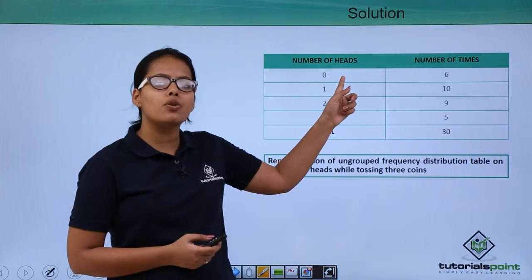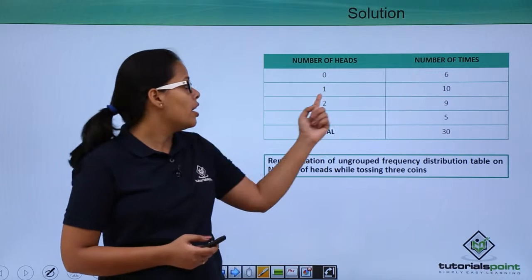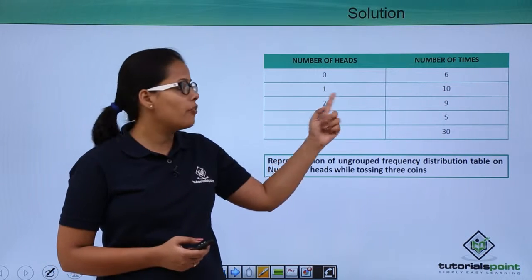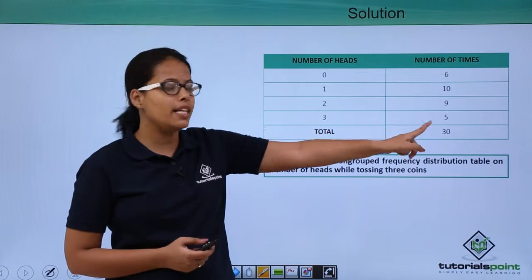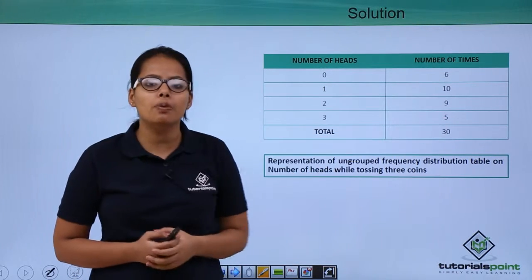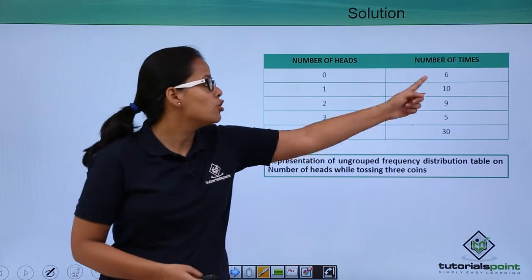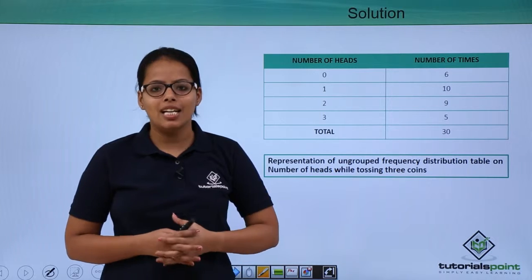So how many times do you get 0 heads? You get it 6 times. How many times do you get 1 head? 10 times. 2 heads, 9 times. 3 heads, 5 times. So how many entries should there be in total? Because we have tossed those 3 coins simultaneously 30 times, these values will sum up to 30.